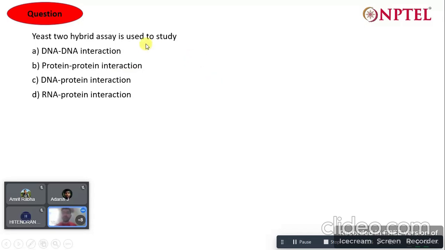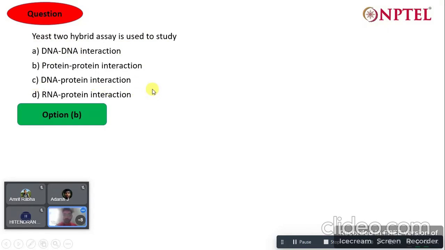So, yeast-2 hybrid assay is used to study DNA-DNA interactions, protein-protein interactions, DNA-protein interactions, or RNA-protein interactions. Any more guesses? So yes, the answer is protein-protein interactions. If the question had been yeast-1 hybrid assay, then it would be DNA-protein interactions.